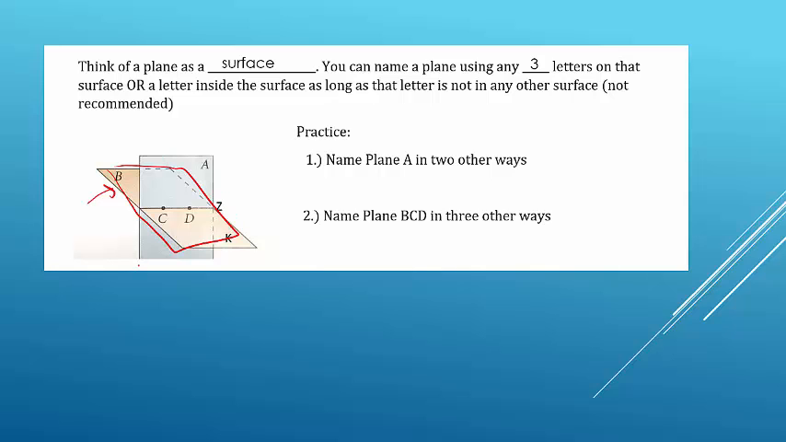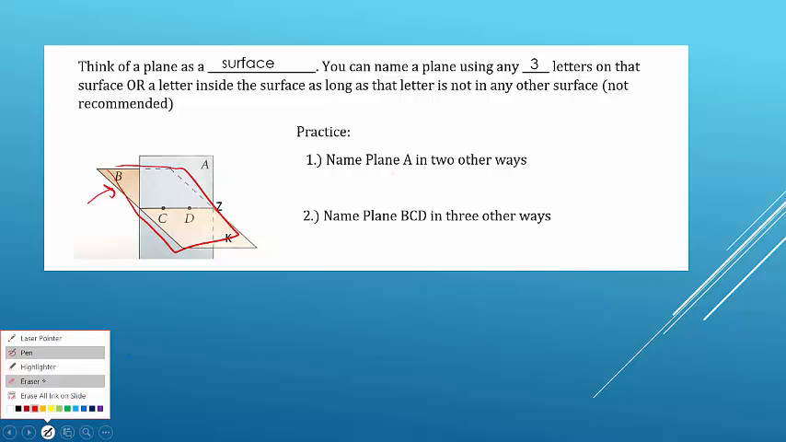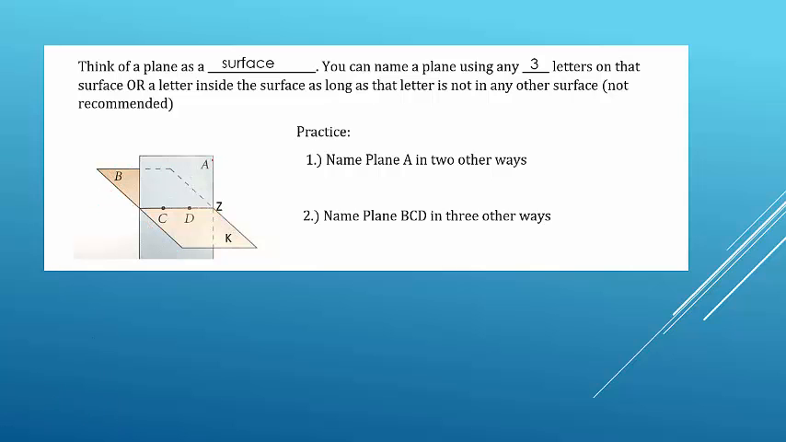It says name plane A in 2 other ways. So if you look, A is the blue rectangle because that's the one that contains A. You can name it ACD.